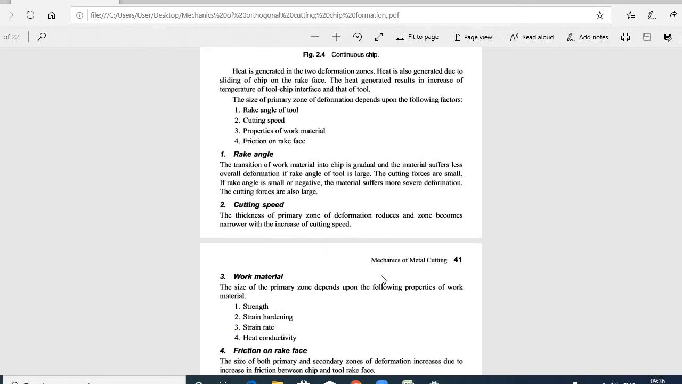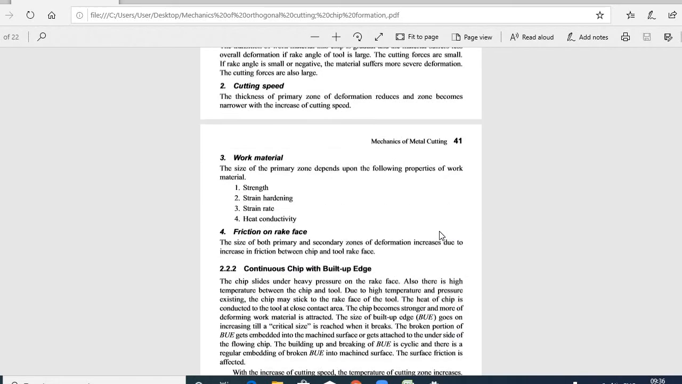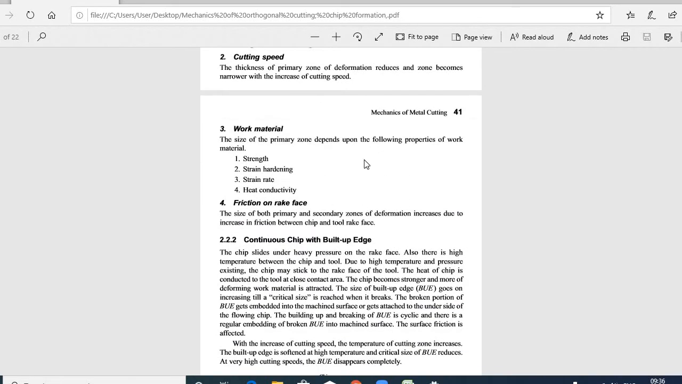The cutting speed: the thickness of the primary zone of deformation reduces and the zone becomes narrower with the increase of cutting speed. Work material: the size of the primary zone depends upon the following properties of work material, first strength, second strain hardening, third strain rate, and fourth heat conductivity. And the fourth factor is friction on the rake face.